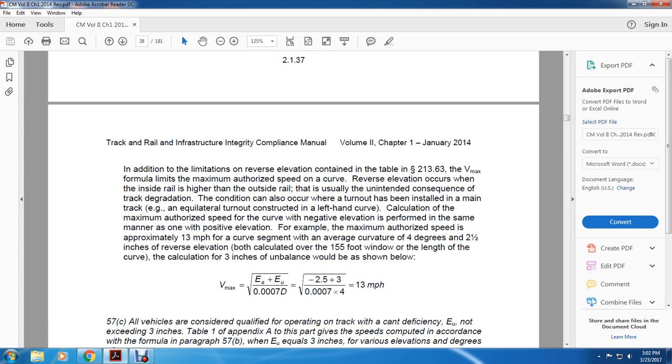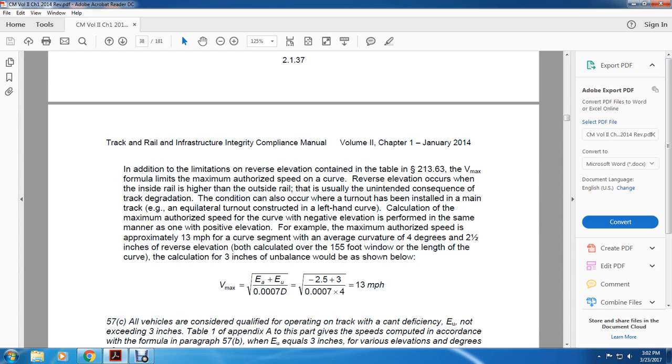For an additional limitation of reverse elevation consideration, table 2.13.63, VMAX, the form of the maximum authorized speed with the curve of the raised elevation, the curve of the inside of the rail with the height outside of the rail, usually an unintended consequential degradation condition. Also, a curve of the turn over the inside of the main track of the equalizer turnout construction with the left-hand curve of the calculation. Maximum authorized speed with the curve negative elevation is performed in the same manner as with the positive elevation.